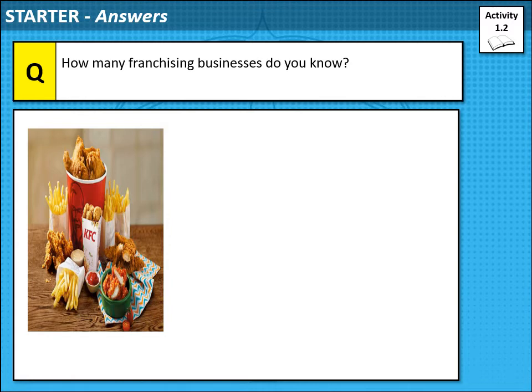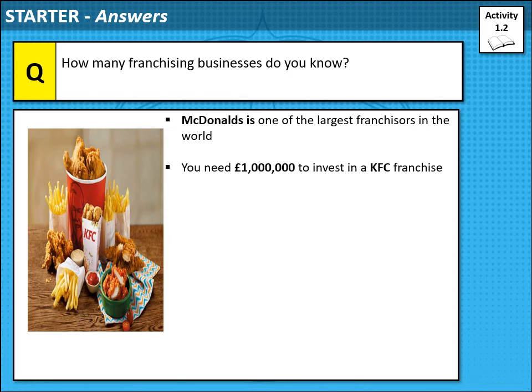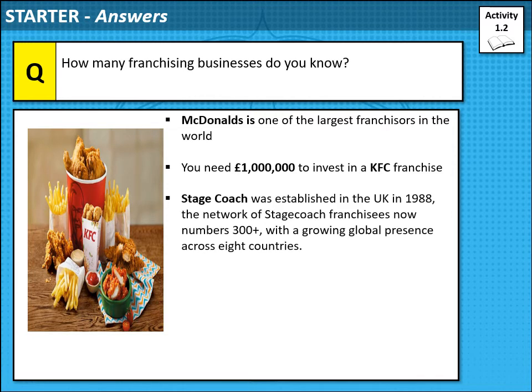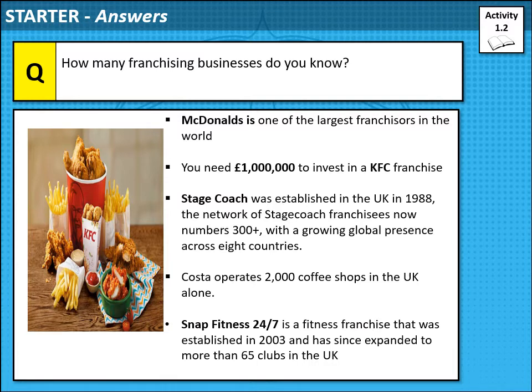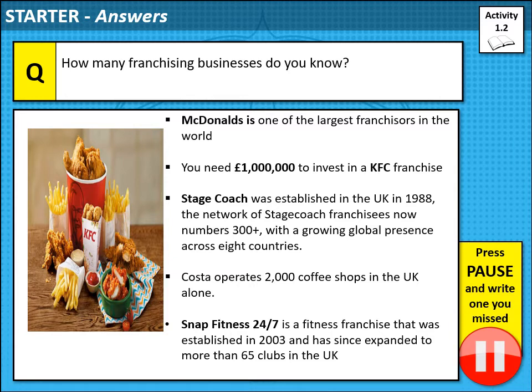KFC is a very big one. McDonald's is probably one of the largest franchises in the world. You need £1 million to invest in a KFC franchise if that's what you might want to do. Stagecoach was established in 1988. A network of Stagecoach franchisees now numbers 300 with a growing global presence across 8 countries. Costa operates 2,000 franchises in the UK alone. Snap Fitness is a gym, open 24/7. It was established in 2003 and has 65 fitness clubs in the UK. There are a few, and hopefully you've got many more, but they're just a few well-known ones that you might know.